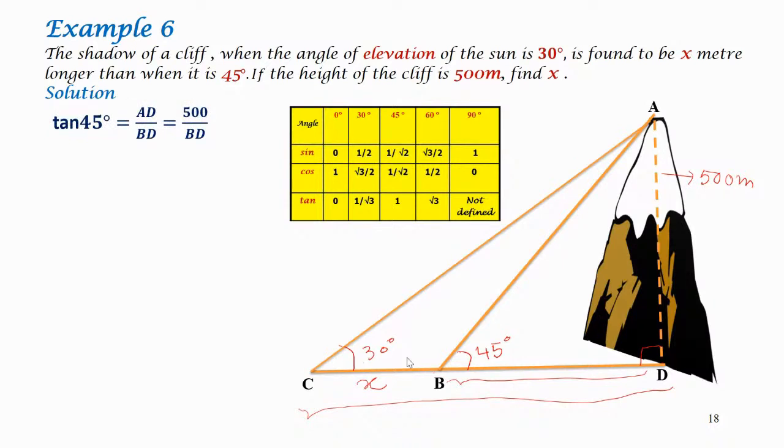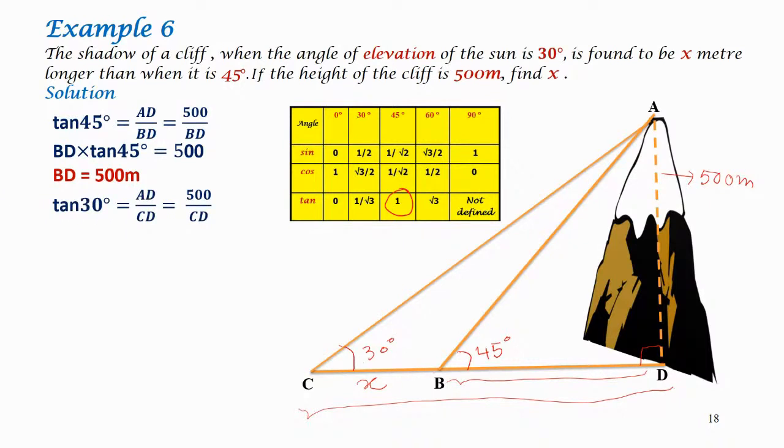Tan 45 is equal to perpendicular over base, AD by BD, that is 500 by BD. Tan 45 we know is equal to 1. So substitute the value 1, and we get BD equal to 500 meters. You can even do this directly, because if you are clear about tan 45 being 1 and this is 90 degrees, you know that this forms an isosceles triangle. Since AD is equal to 500 meters, automatically BD equals 500 meters. That method is also correct, just giving the explanation.